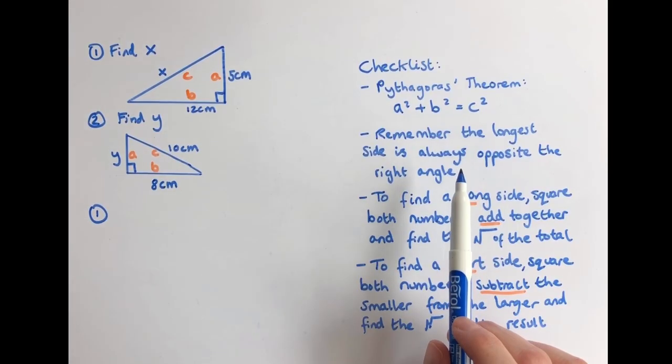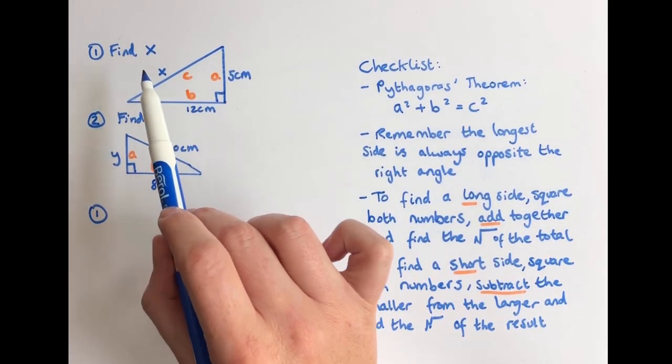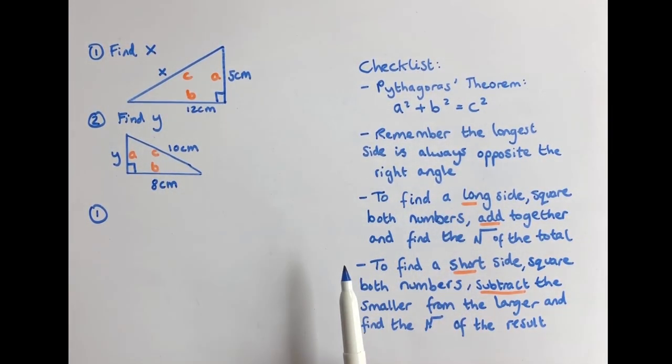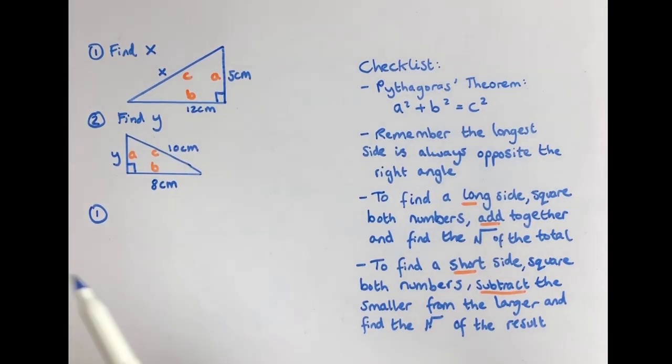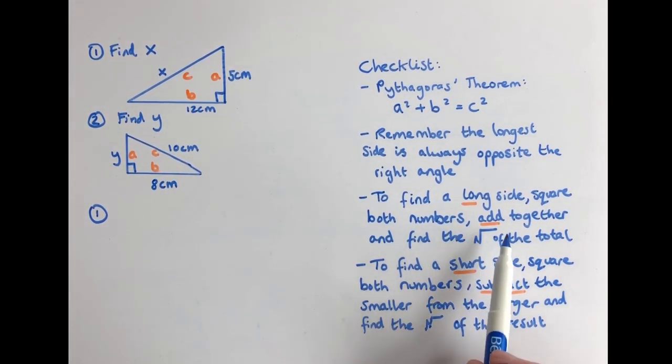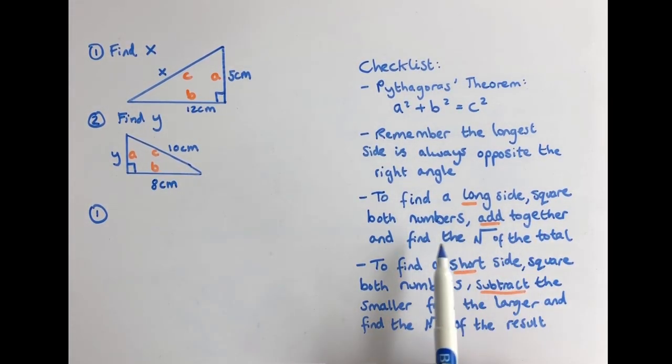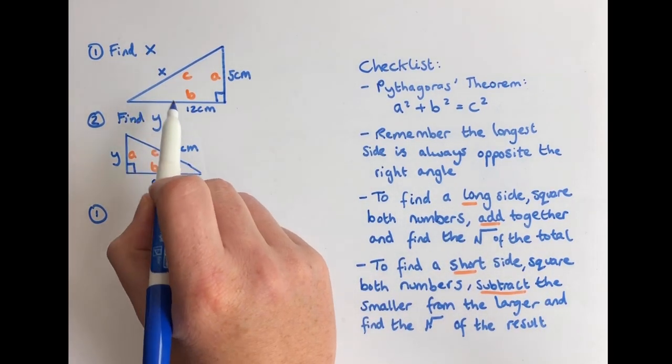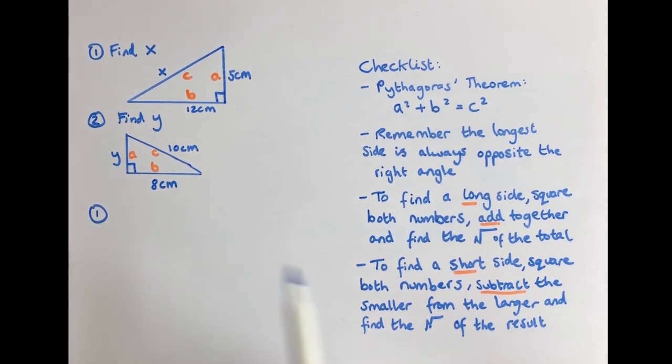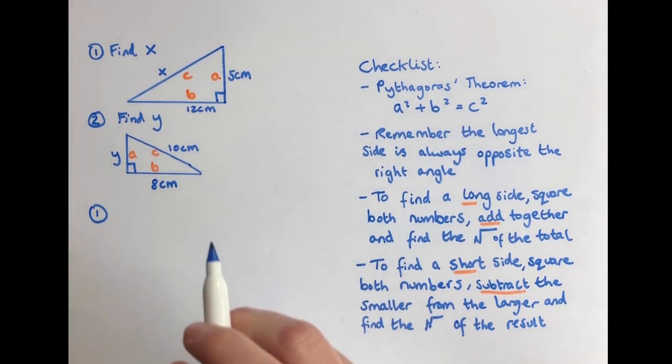So our checklist says, remember that the longest side is always going to be opposite that right angle. To find the long side, you square both numbers together, add them, and then find the square root of that total. To find a shorter side, you square both numbers together, you then subtract the smaller from the larger, and then you find the square root of the result. So let's have a look.